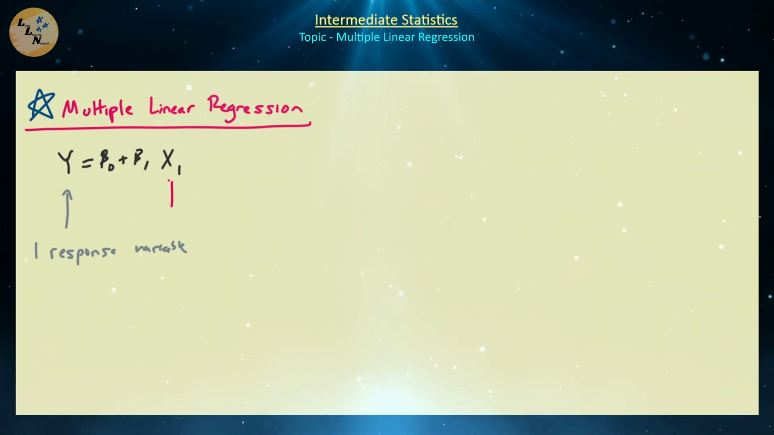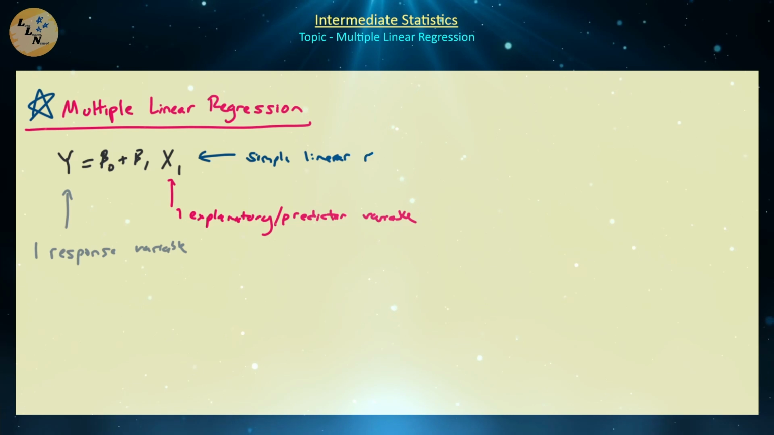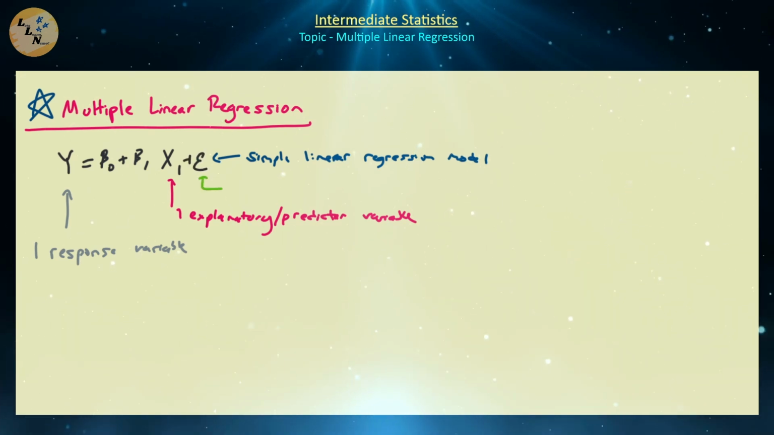So here, this is going to be our one explanatory variable. Some people will also call it a predictor variable. And this is known as our simple linear regression model. Okay, and typically, or at least sometimes, people will include another term at the very end, plus epsilon. This plus epsilon is sometimes referred to as the residual term, right?